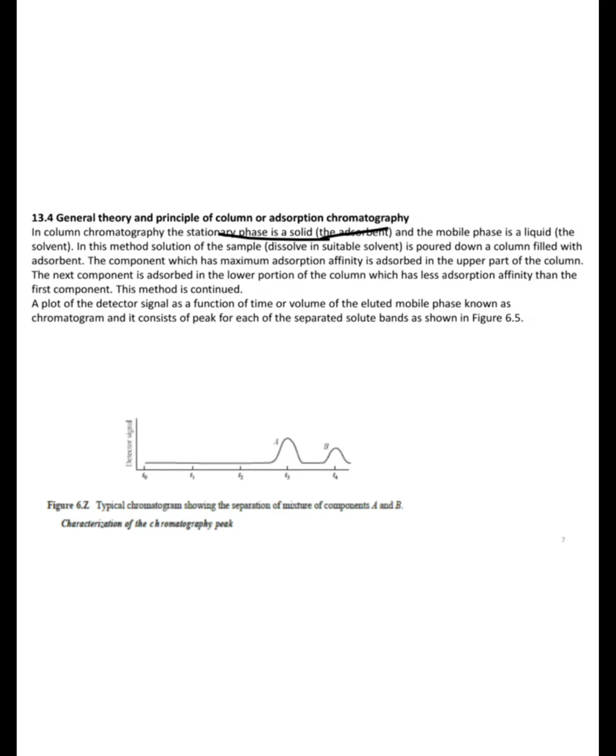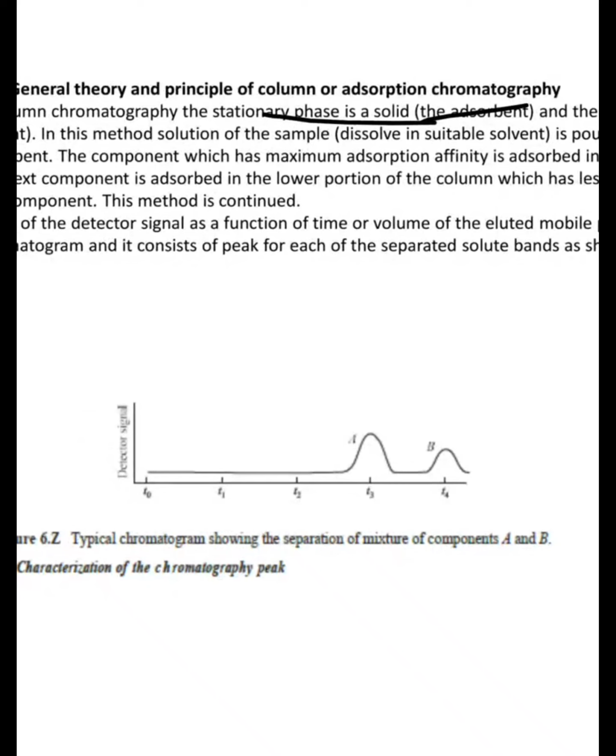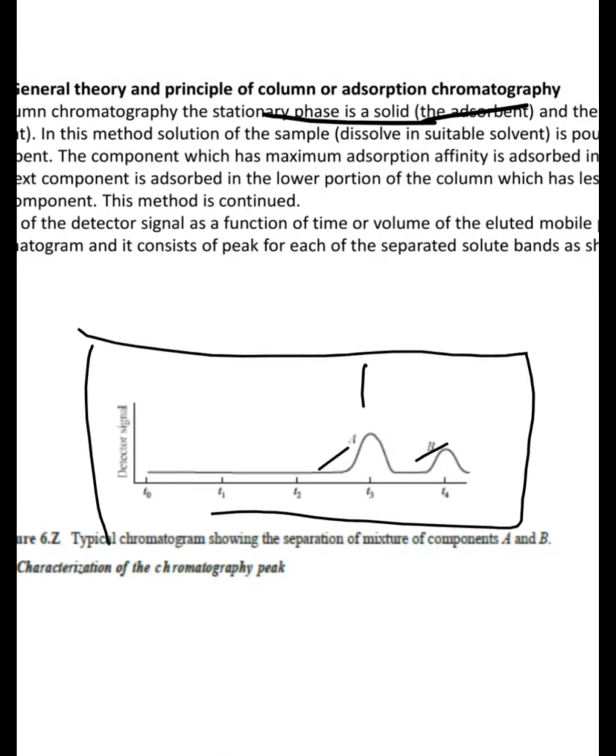From this plot, this is the chromatogram we have got after eluting the sample. This A refers to the peak of compound A and B refers to the peak of compound B. This is the chromatogram we have got from this column chromatography. This chromatogram is analyzed by using detectors. This peak refers to compound A, and this is for compound B.